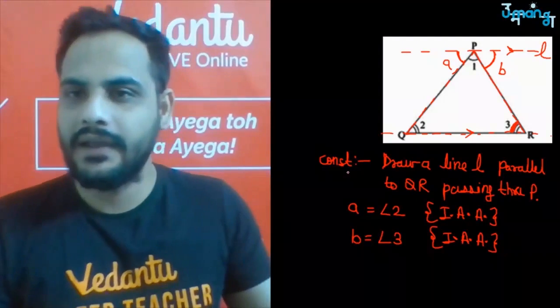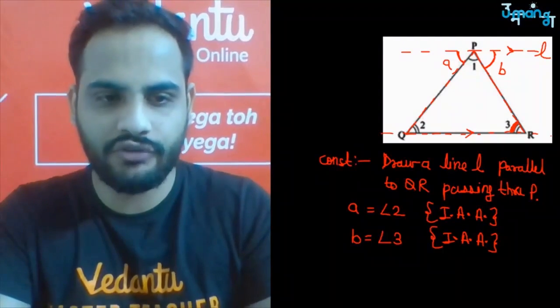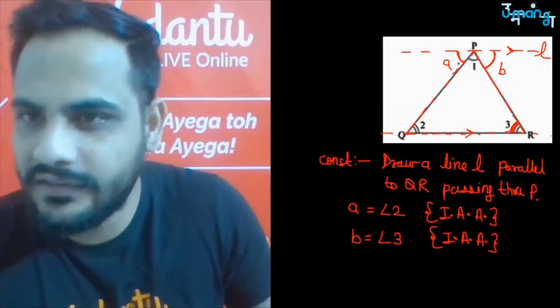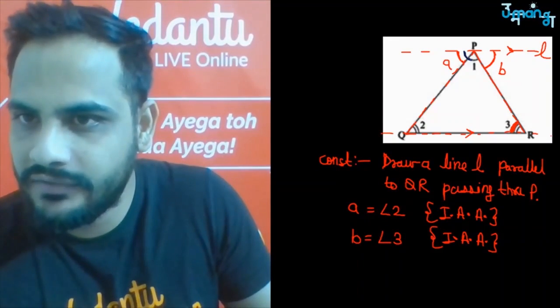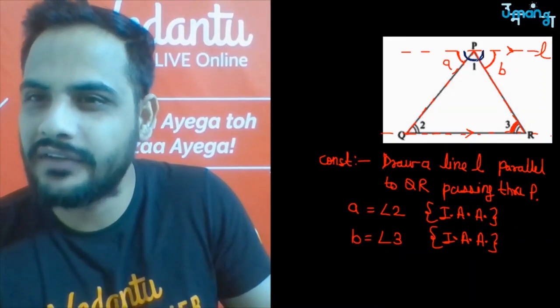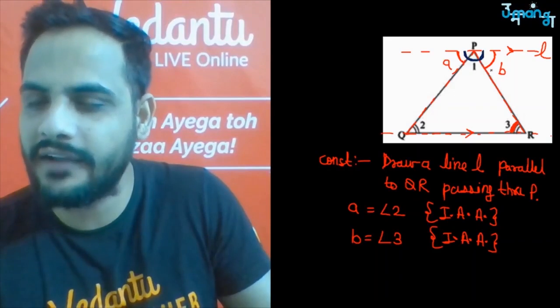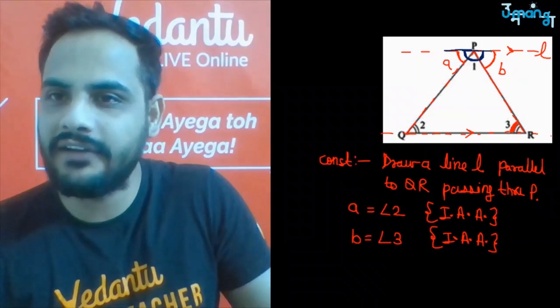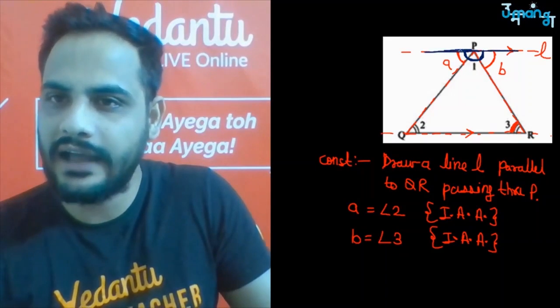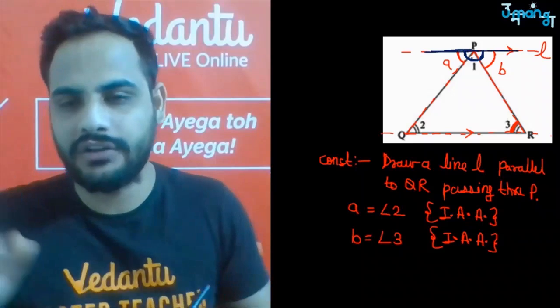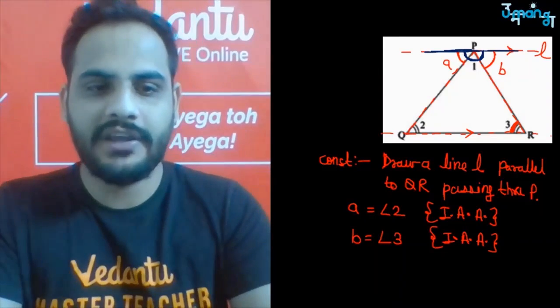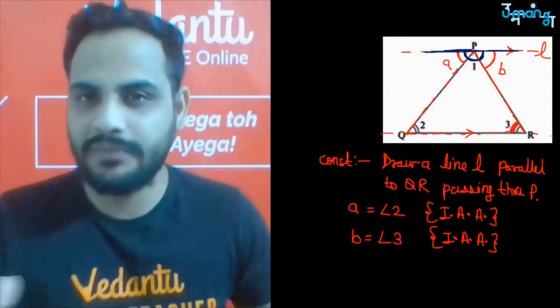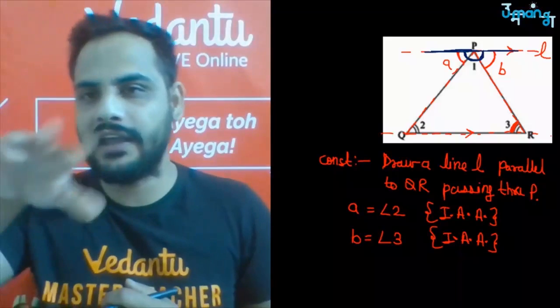Now, beta, I know one thing for sure: this angle A plus this angle 1 plus this angle B, if I add all three angles, I will get a straight line. So the sum of all these three angles should be equal to 180 degrees, because they are forming a straight angle.